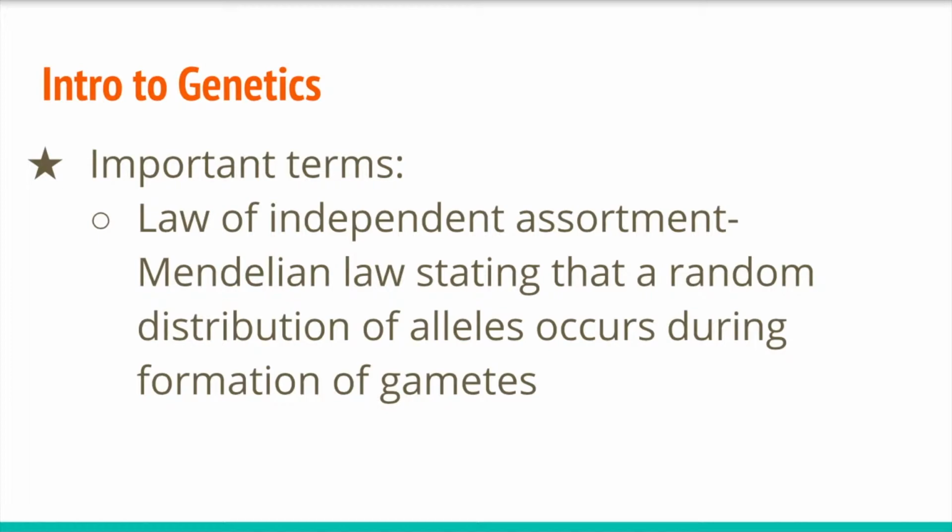So another important term is the law of independent assortment. Mendel's law says that a random distribution of alleles occurs during the formation of gametes. So for example, my dad has red hair and green eyes. Just because I have green eyes does not mean I would inherit his red hair. That is an example of the law of independent assortment. The red hair and green eyes are not tied together. Go ahead and pause if you need to, and then continue on when you're ready.